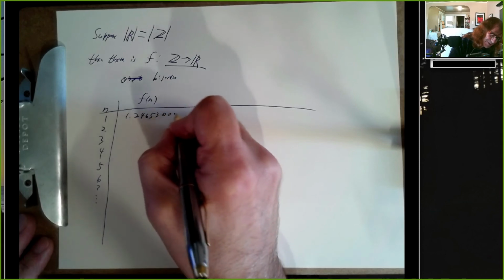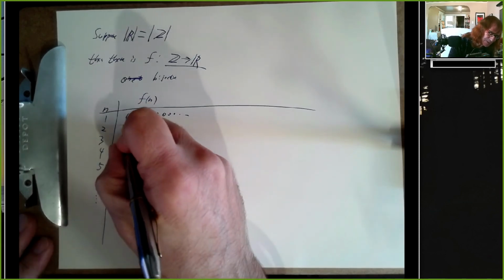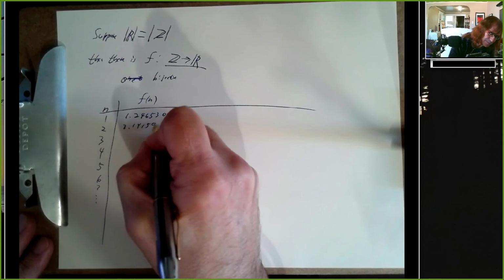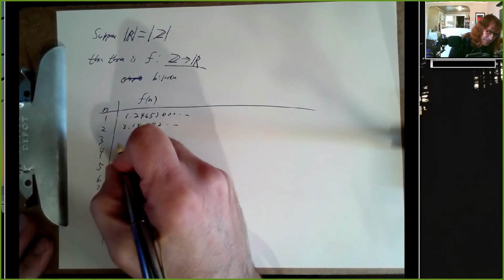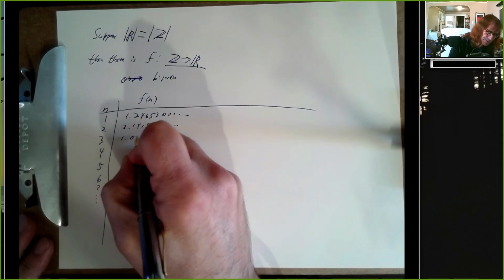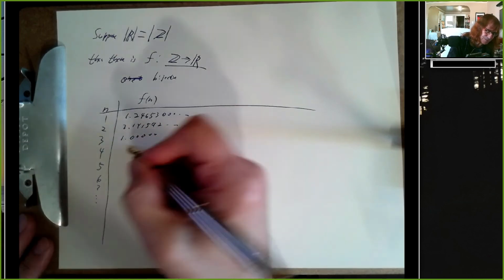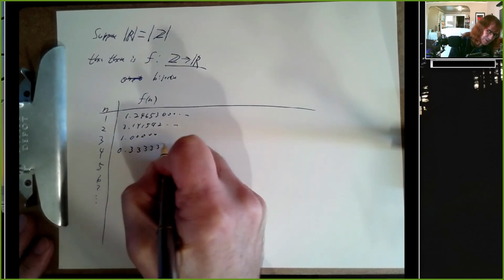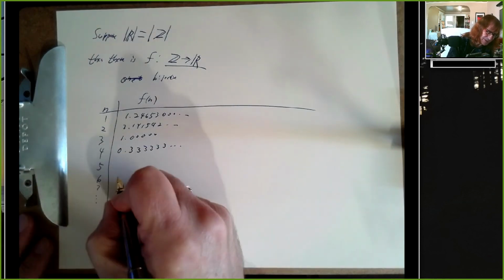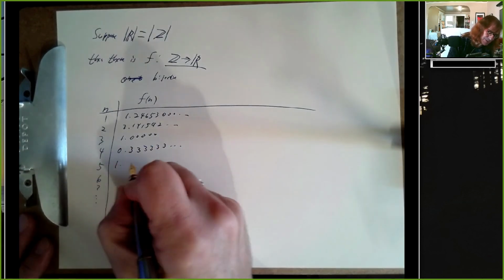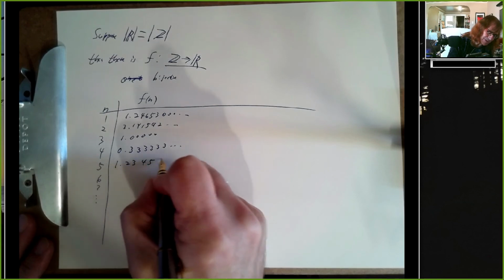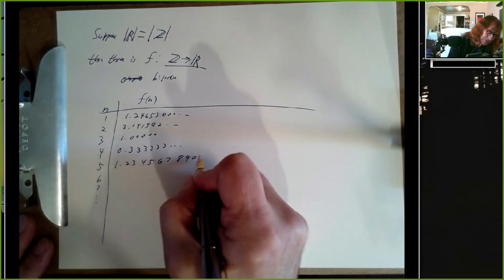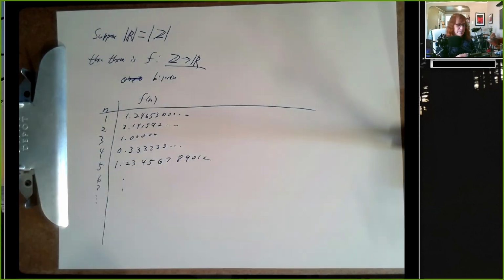1.24653 and a bunch of zeros. And maybe 2 maps to pi. And maybe 3 maps to, I don't know, just the number 1. And 4 maps to good old 1/3, because that's always good for paradoxes. And 5 maps to, I don't know, 1.23456789012, and so on and so forth, right?